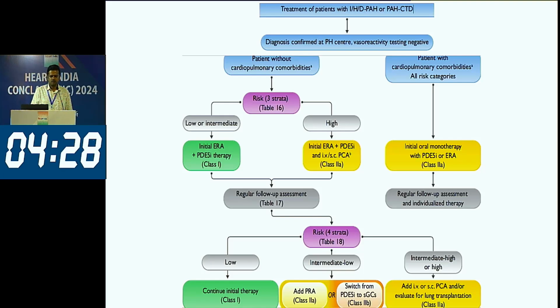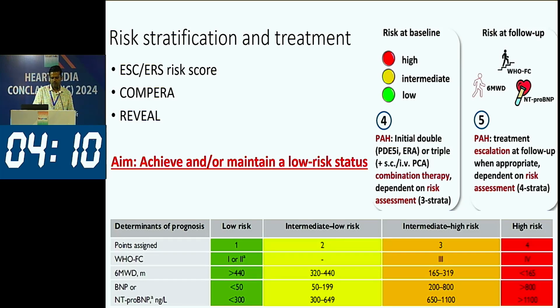If there are no comorbidities, these patients should undergo risk stratification. If there is low to intermediate risk, initiate a combination therapy with PDE5 and ERA. And if there is high risk, also add prostacyclin, IV or subcutaneous injection. So these are some risk assessment tools.